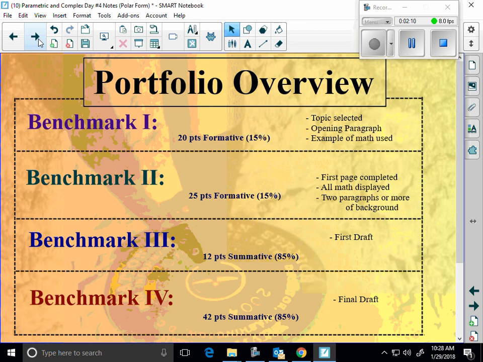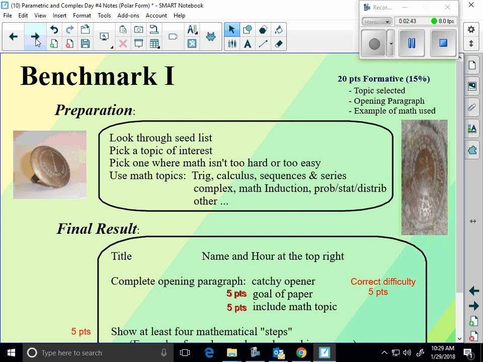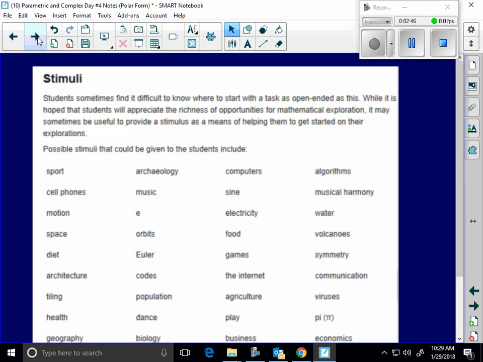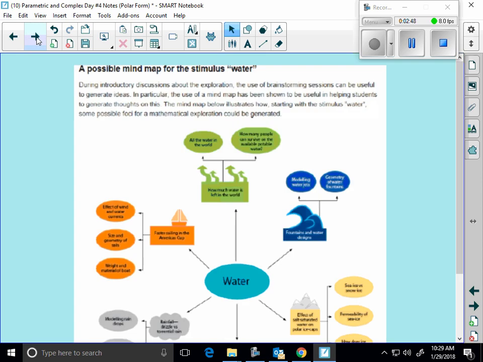Okay, what's due tomorrow? Benchmark 1, okay? Benchmark 1 is due tomorrow. You got to have your topic selected, an opening paragraph, and some math. And I want it typed. Okay, I want it typed. I don't want this chicken scratch handwriting that some of you have. I'll create a Dropbox if you want to drop it electronically. How about that? If you don't want to print it, I'll make a Dropbox. Okay. More information on that. Your stimuli, seed list, and some other information.